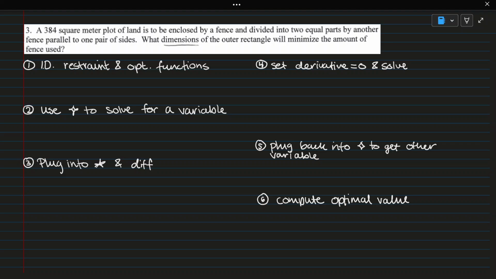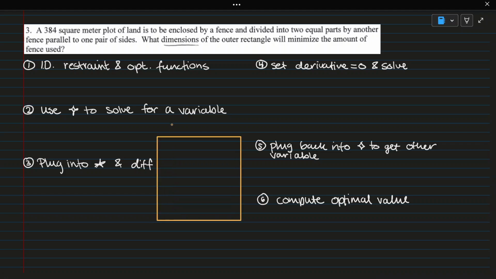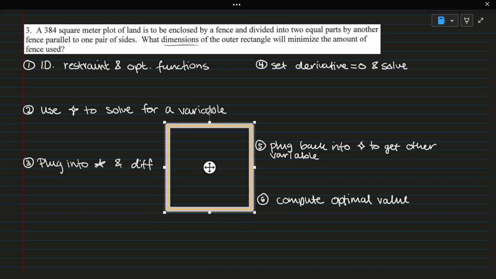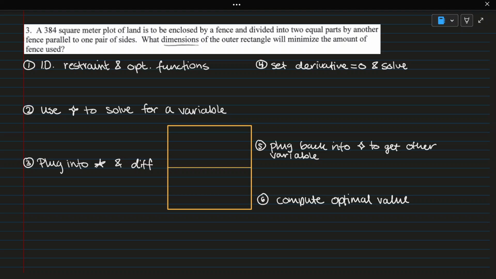So we're going to take a look at this problem next. A 384 square meter plot of land is to be enclosed by a fence and divided into 2 equal parts by another fence parallel to one of the sides. So we're looking at a plot of land here, divided into 2 equal parts by another fence parallel to one pair of the sides. So we're looking at a situation like this. We have a divider in the middle of our shape here, like that. So we want to know what dimensions of the outer rectangle will minimize the amount of fence used.